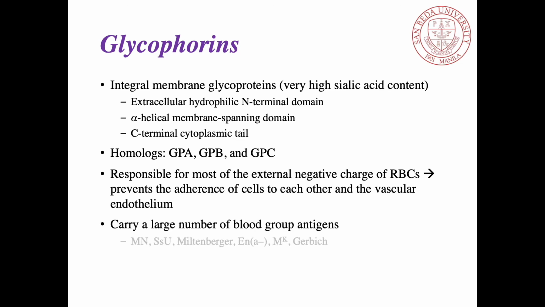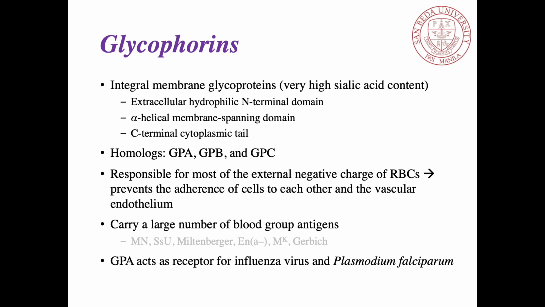Glycophorins also carry a large number of minor blood group antigens. A total of 30 blood group systems are recognized by the International Society of Blood Transfusion. Nine blood group systems, namely ABO, Rhesus or RH, Kell, Kidd, Duffy, MNS, P, Lewis, and Lutheran, are considered to be clinically significant as these are known to cause hemolytic transfusion reactions and hemolytic diseases of the newborn and the fetus. Glycophorin A acts as a receptor for influenza virus as well, and also for the malaria parasite Plasmodium falciparum.